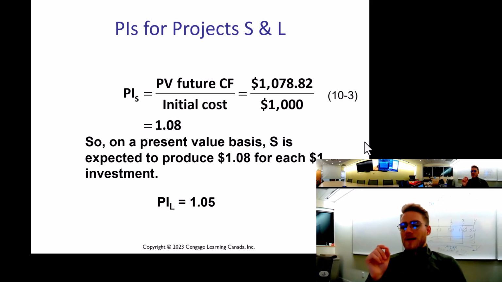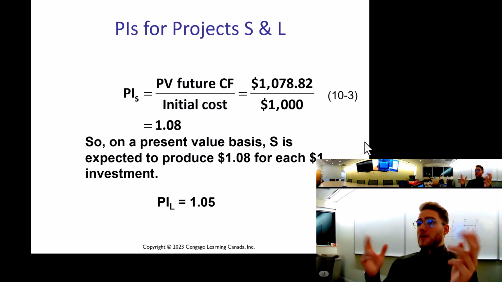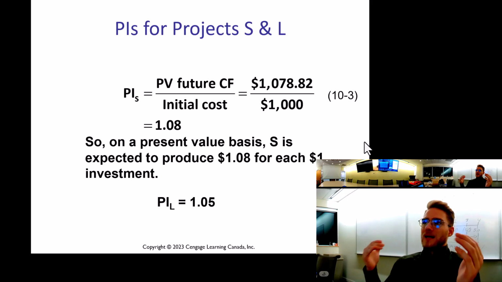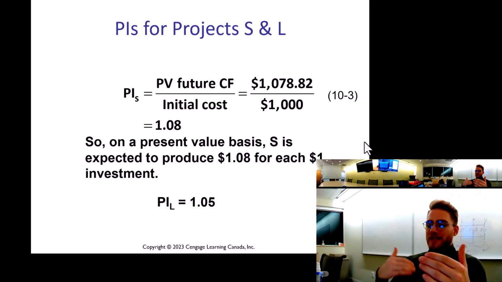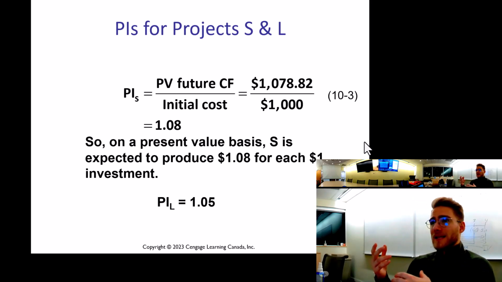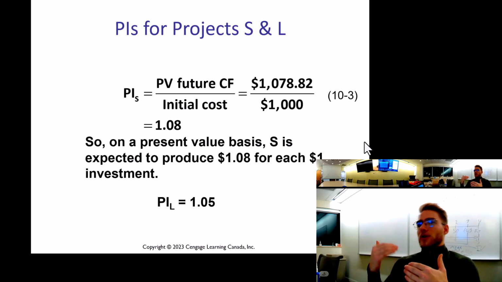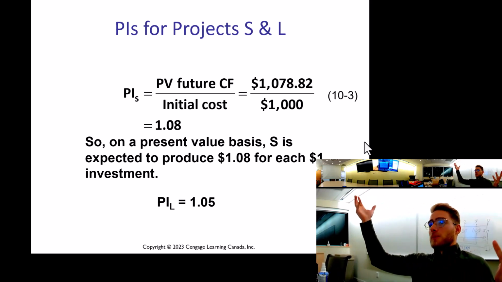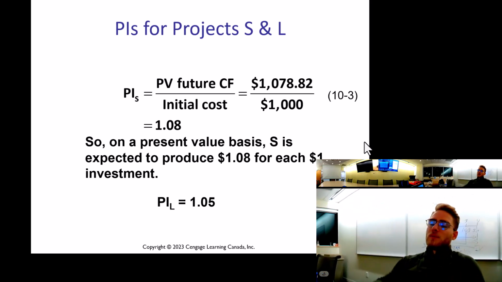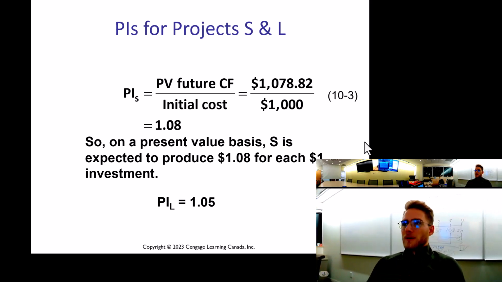So for every dollar I invest in this project, it's going to produce $1.08 in return. That's profitable, right? Because it's producing more than I'm expending. Whereas for Project L, the profitability index is if I invest $1, in today's dollars, it's returning $1.05. Still profitable, but Project S is the more profitable option, and therefore I picked that one. So that's all profitability index is.